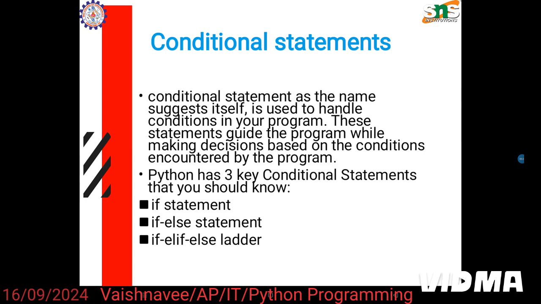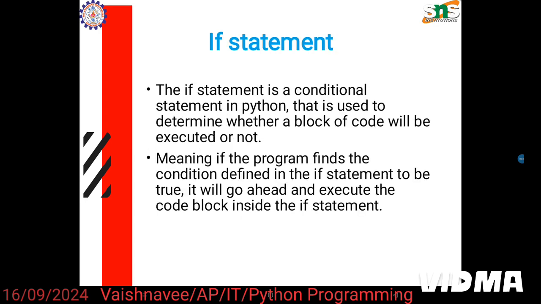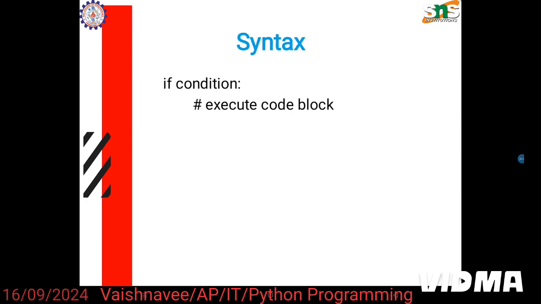Python has three key conditional statements: if, if else, and if elif else. These are the three conditional statements which Python has. Let us see them one by one. If statement. The if statement is a conditional statement that is used to determine whether a block of code will execute or not. What does it mean? If the statement is true, it will go ahead and execute the code of the block, or else it will exit.